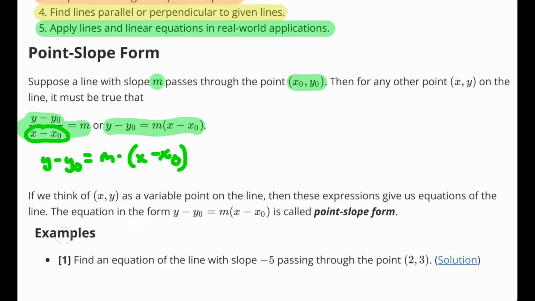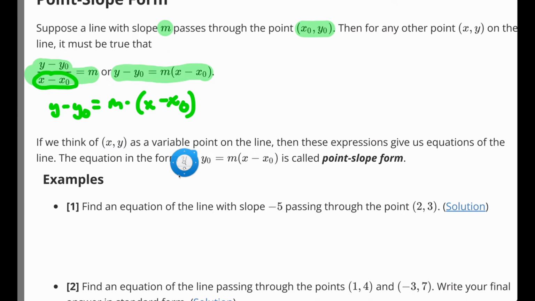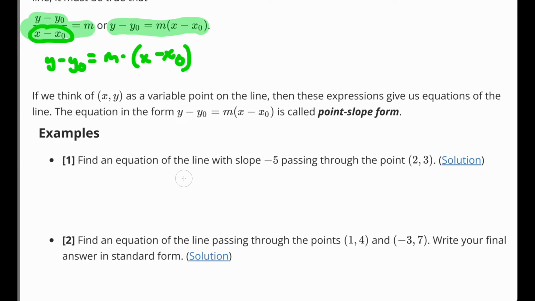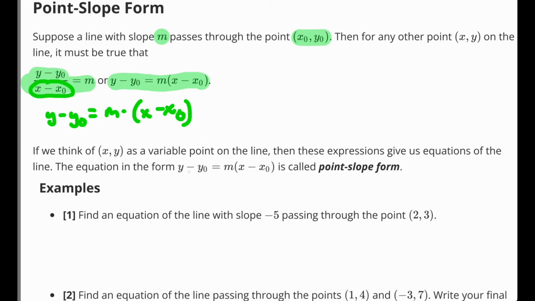If you use the slope equation, you multiply that denominator to both sides, it will cancel on the left, and then you have m times the difference of those x values. That's essentially where point slope comes from. If we think of x comma y as a variable point on a line, these expressions give us equations of a line. So now you have an equation of a line that you could use to find a bunch of points, and then once you have those points, you can connect the dots and make that line. So that's basically point slope form.